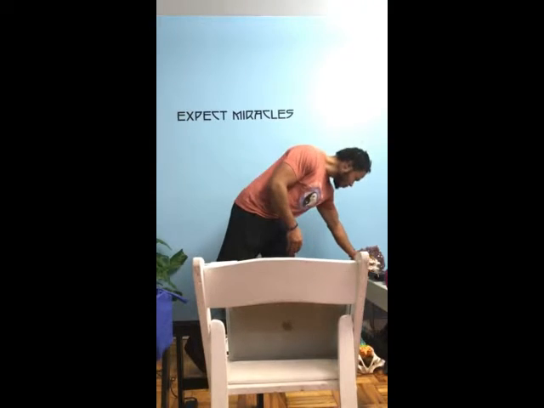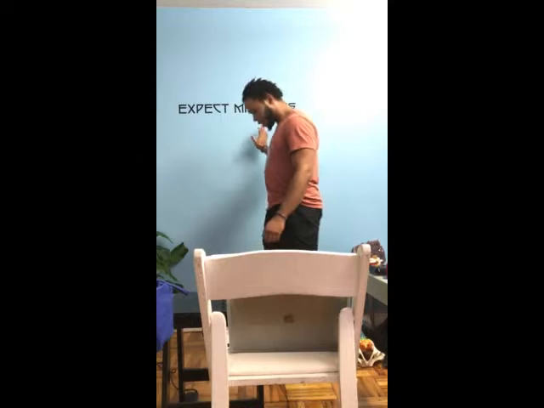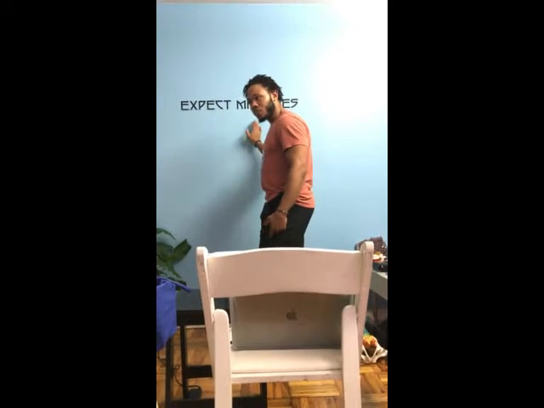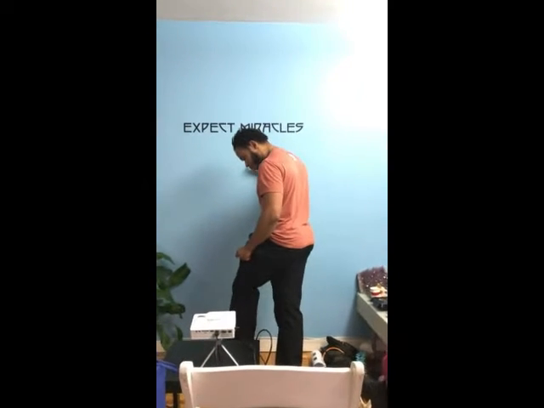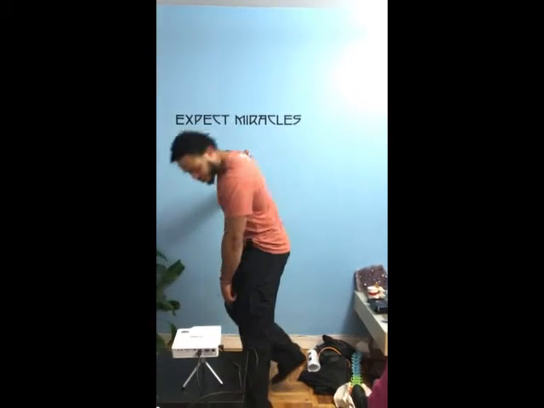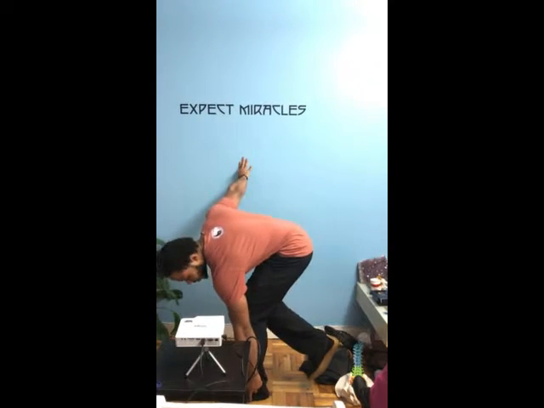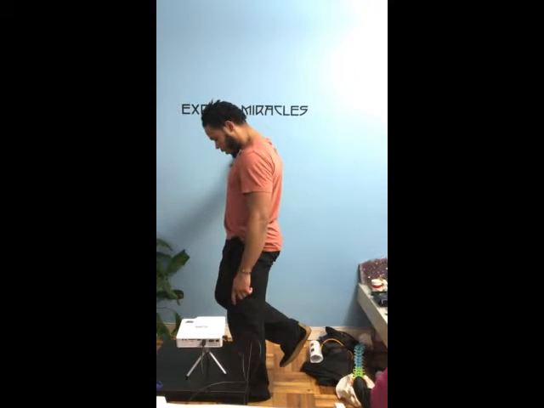Let me give you an example. If someone has an ACL or MCL issue, I'll have them standing, holding on to a wall. I'm going to work on my left knee here, so I'll put this hand against the wall. Shoe off. I'll have the big toe off the floor, pushing down on the inside of the foot and the outside of the foot.